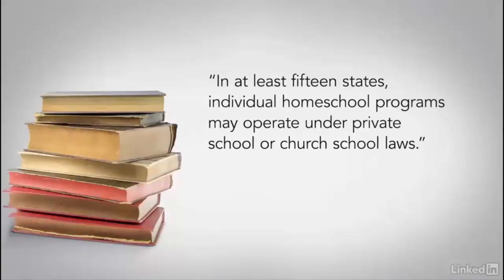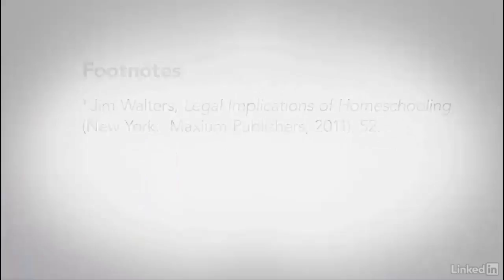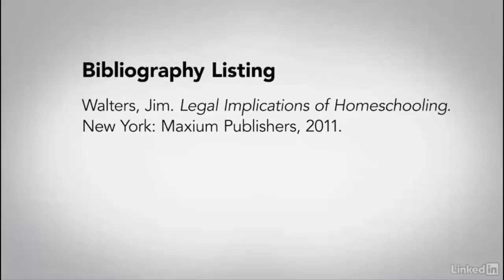Let's look at a couple of specific examples for Chicago style. You want to include this quote in your paper from a book. It was a 2011 book by Jim Walters, Legal Implications of Homeschooling, on page 52. If you're using footnotes, your footnote would look like this. If you were using in-text citation format, it would appear like this. And the complete entry in the bibliography, regardless of which variation you used, would be this.